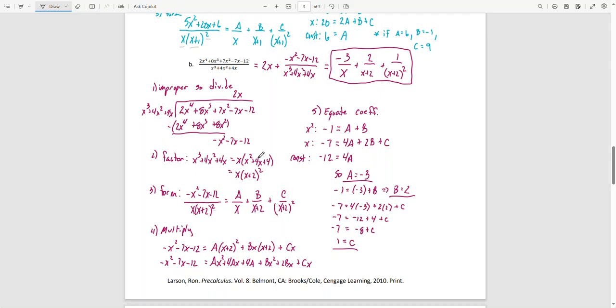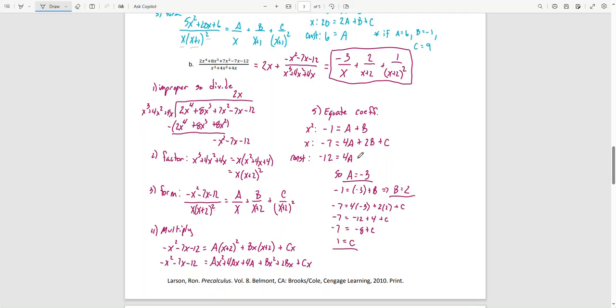So I multiplied a by this. So I have ax squared plus 4ax plus 4a. Multiply here, bx squared plus 2bx plus cx. And I can equate coefficients. Looking at the x squareds, I have a minus 1, an a, and a b. Minus 1 equals a plus b. The x's, I have a minus 7, 4a plus 2b plus c. And the constant terms, a negative 12, I have 4a, fantastic.